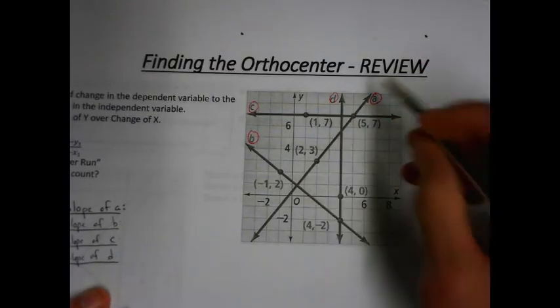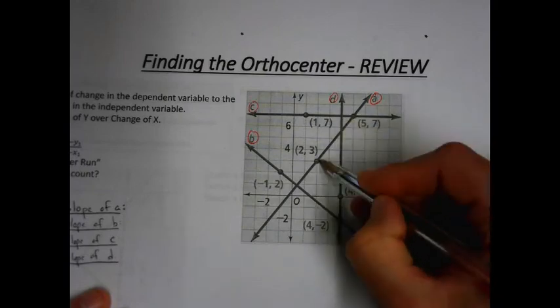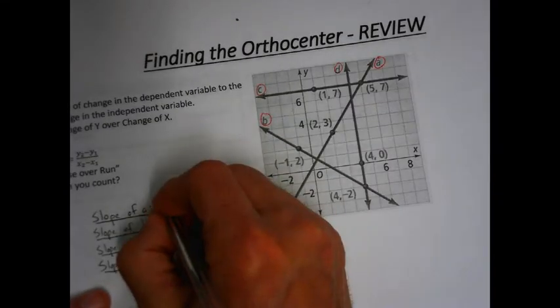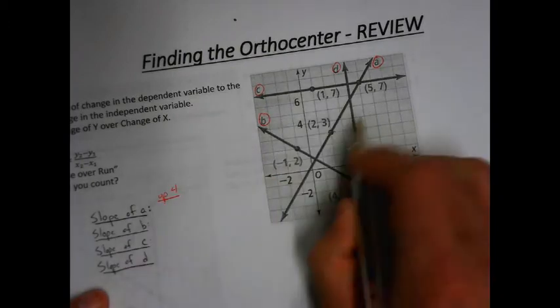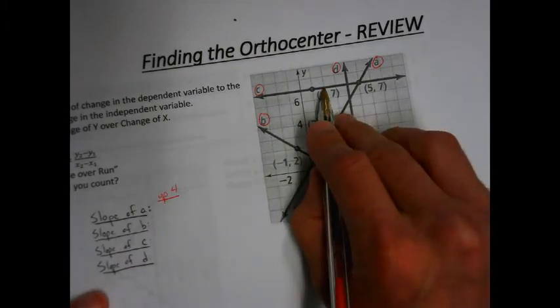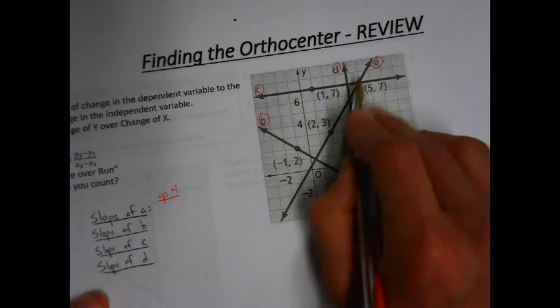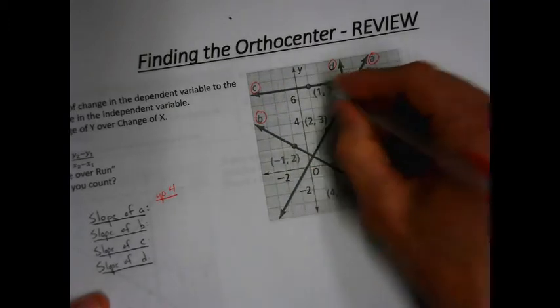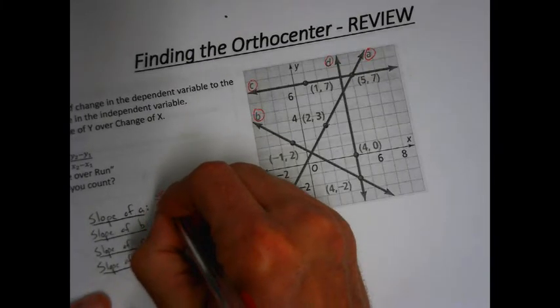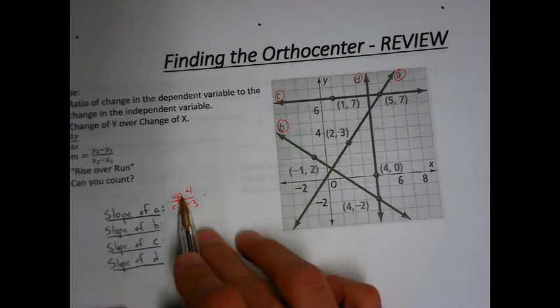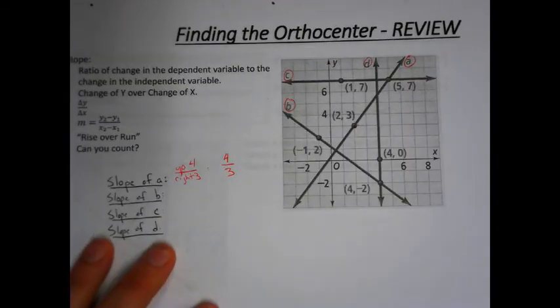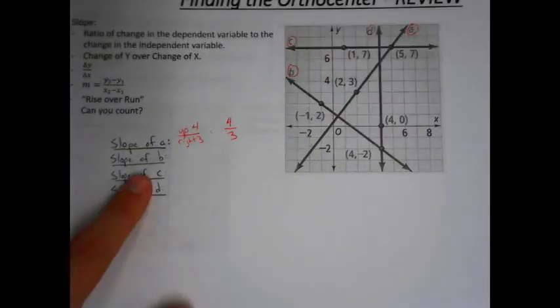So from these 2 ordered pairs is the slope of line A. From this ordered pair, we're going up a certain number of units: 1, 2, 3, 4 units. So we're going up 4 units. And now where are we going? 1, 2, 3 units to the right. So in line A, from ordered pair to ordered pair, we're going up 4 and then right 3. Funny thing about up is positive. Funny thing about right is positive. So the slope of A is 4 over 3. Review.